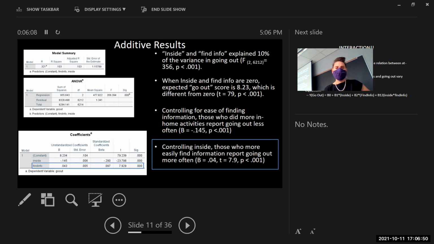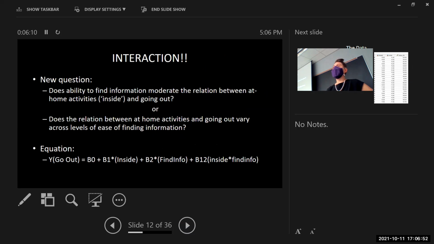Okay, so that's our main effects. But now I want to add an interaction to this model, which is justified right now in class because I want to show you how an interaction works. But to back-end add a question to this, I would ask, does ability to find information moderate the relation between at-home activities and going out?